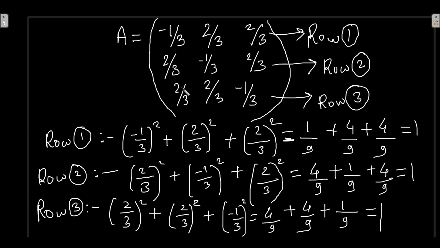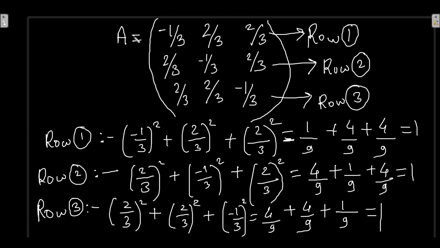So this is row number 3. Let us have a look at row number 3. The same thing which we did for row number 1 and row number 2, we are going to do for row number 3 as well. So 2 by 3 square, 2 by 3 square, minus 1 by 3 square. So 4 by 9 plus 4 by 9 plus 1 by 9 equal to 1, because 4 plus 4 is 8 and 1 makes 9, so 9 by 9 is equal to 1.